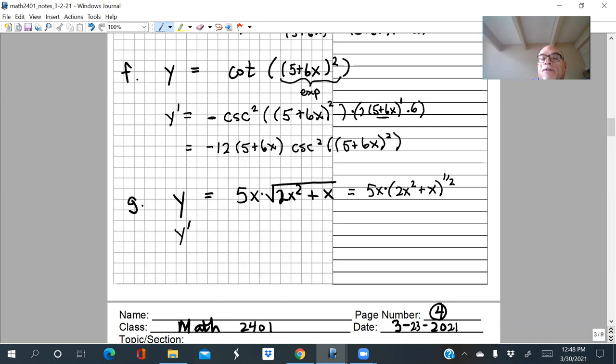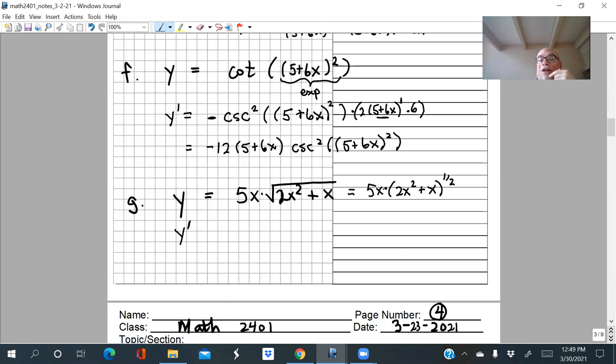I'm going to make it really obvious for you. I'm going to write something in here. There's the 5x part and then there's the other bit, and there's multiplication between them, right? You've got 5x times (2x squared plus x) to the 1/2 power. And of course that times there is a product, right? So that would suggest to us, we're going to have to use what? The product rule, right.